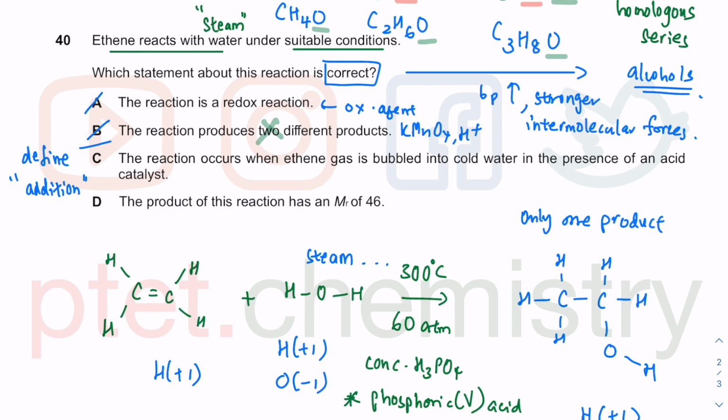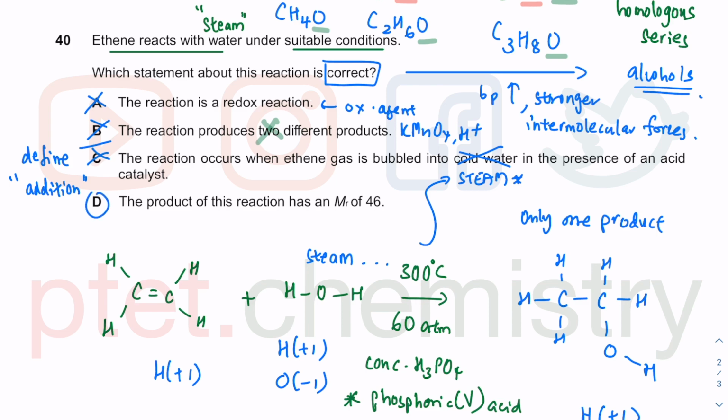The reaction occurs when the ethene gas is bubbled into cold water. That is not correct. It's not bubbled, because we don't have any solution. Like I said, at this condition, 300 degrees Celsius, the H2O is going to be in the gaseous state. So C is definitely wrong there. So A, B, and C are wrong.